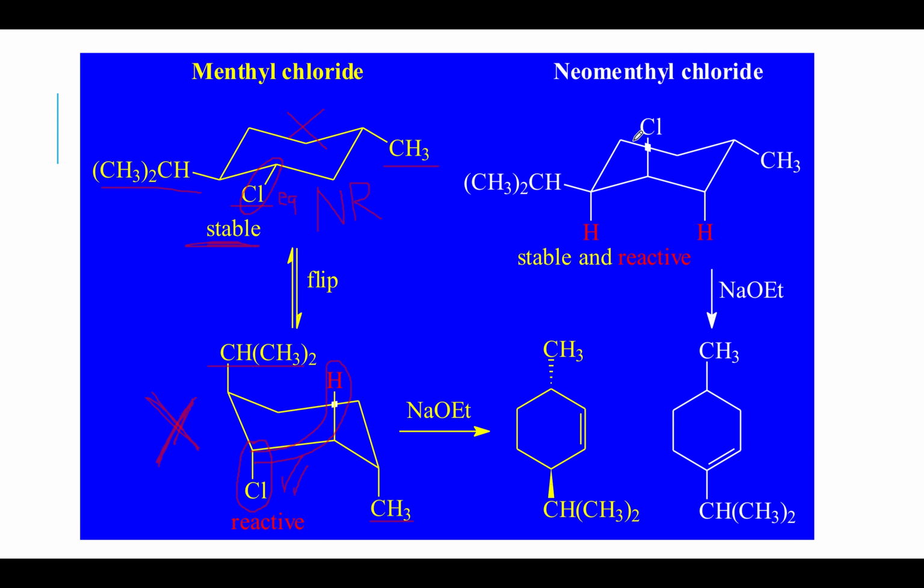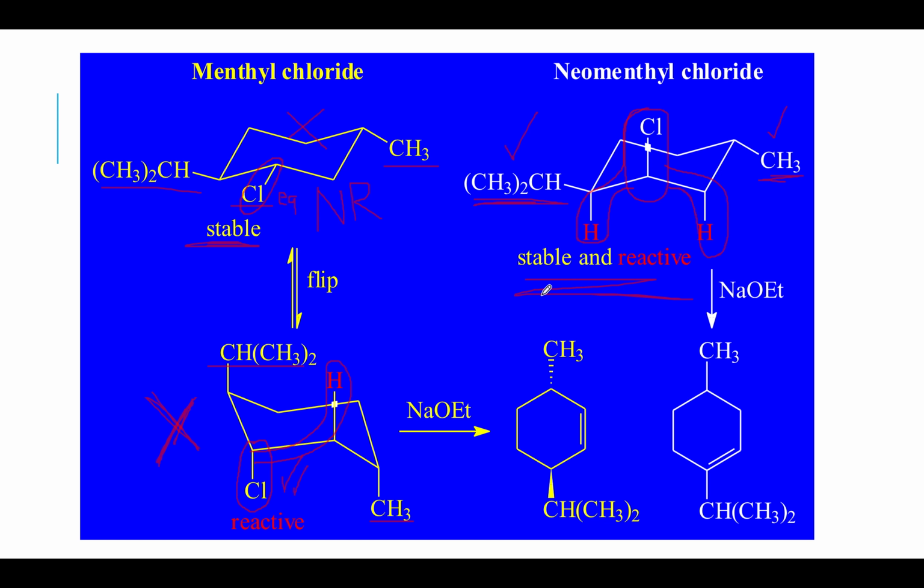But look at neomenthyl chloride. In this form, the bulky isopropyl is equatorial. The methyl group is equatorial. The chlorine, however, is already in the axial position, which is reactive for E2. So it can be anti-periplanar with this hydrogen, or it can be anti-periplanar with this hydrogen. And so, with a strong base, sodium ethoxide, it can create this one, or it can create that one. Okay?